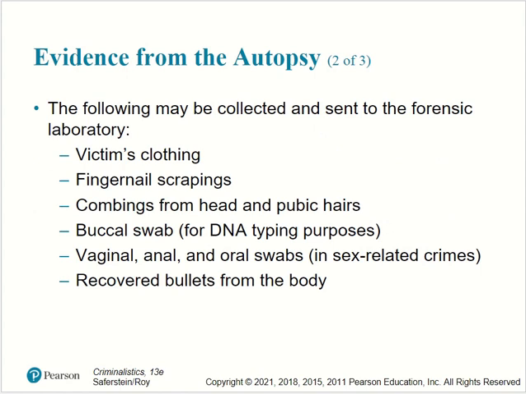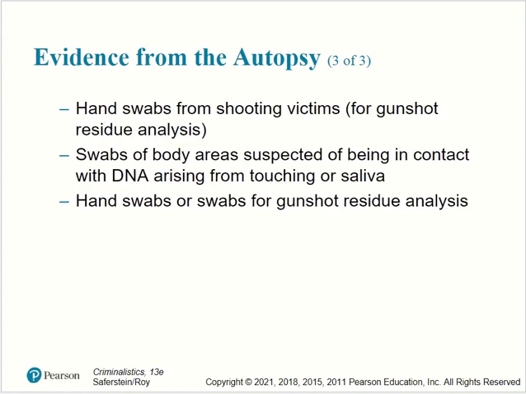The following may be collected and sent to the forensic laboratory, including the victim's clothing, fingernail scrapings, combings from head and pubic hairs, buccal swab for DNA typing purposes, vaginal, anal, and oral swabs in sex-related crimes, recovered bullets from the body, hand swabs from shooting victims for gunshot residue analysis, and swabs of body areas suspected of being in contact with DNA arising from touching or saliva.